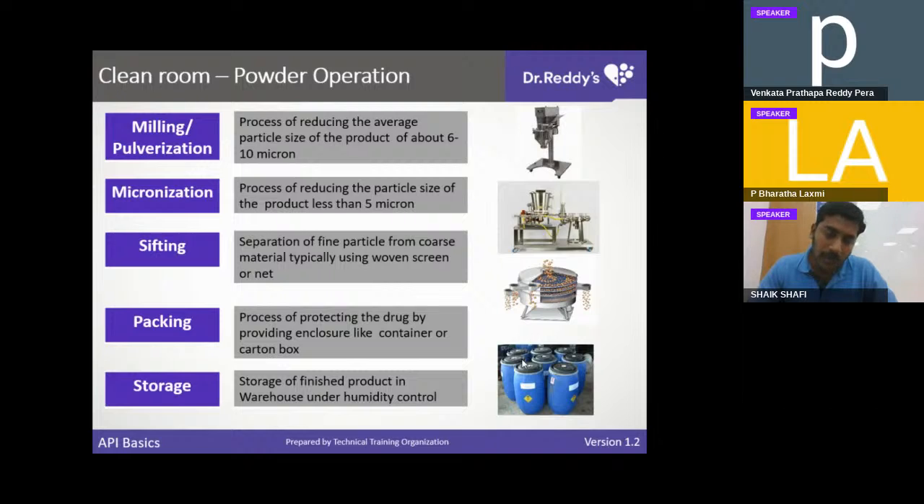Coming to additional clean room operations, we do size reduction using milling. If we want our particle size between 6 to 10 microns, we do milling or pulverization. If we want below that, below 6 to 10 microns, we use the micronization process. These three, milling, pulverizing and micronizing, are for size reduction. After size reduction, we do sieving for homogeneity, then packing, then storage. These are our storage containers. We use HDPE containers, high density polyethylene, for storing API materials.